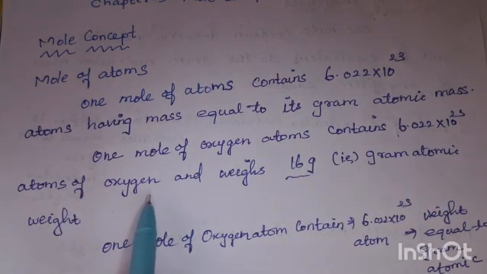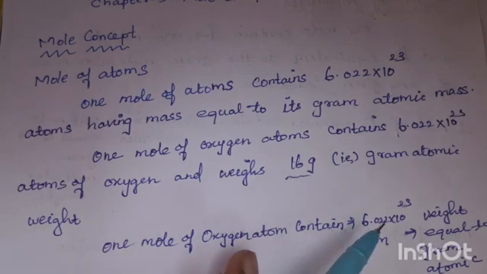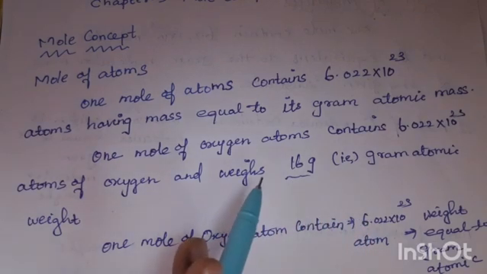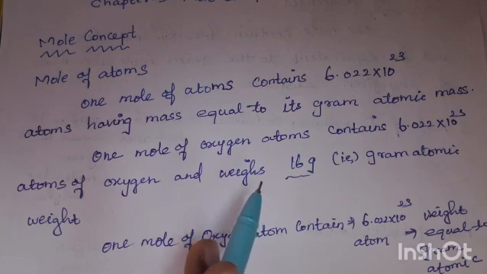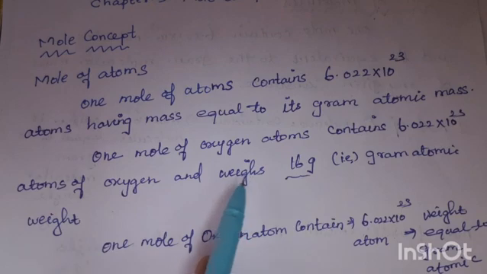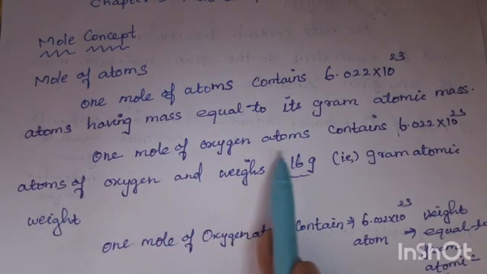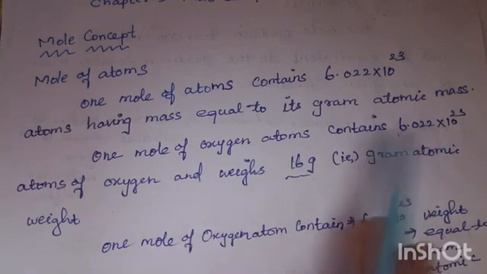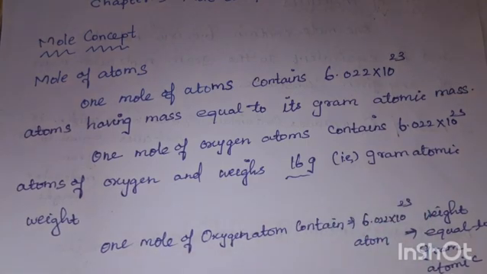What about the weight respective to this number? That is the weight respective to its gram atomic weight. What is the atomic weight of oxygen? It is 16 AMU. When you write it in gram, that is the gram atomic weight of that particular element. So the gram atomic weight of oxygen is 16 gram. So 1 mole of oxygen contains 6.022 into 10 to the power of 23 atoms of oxygen and weighs 16 grams. That is gram atomic weight.